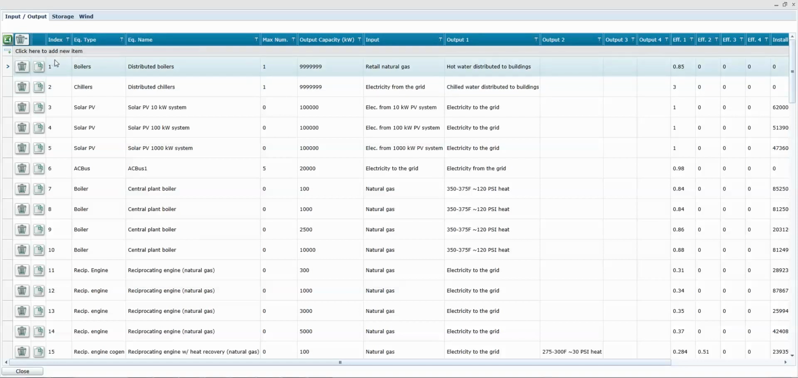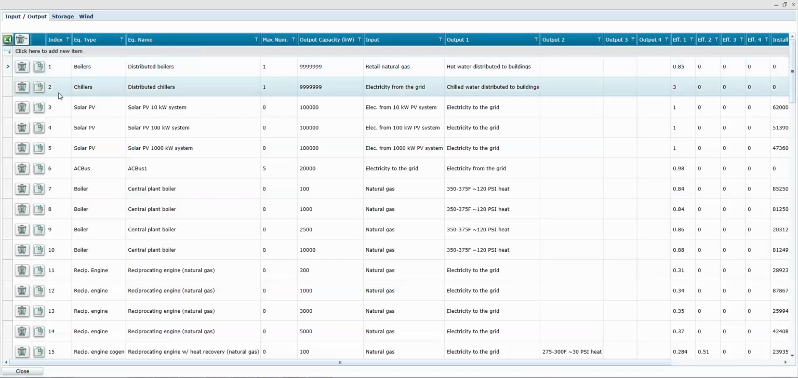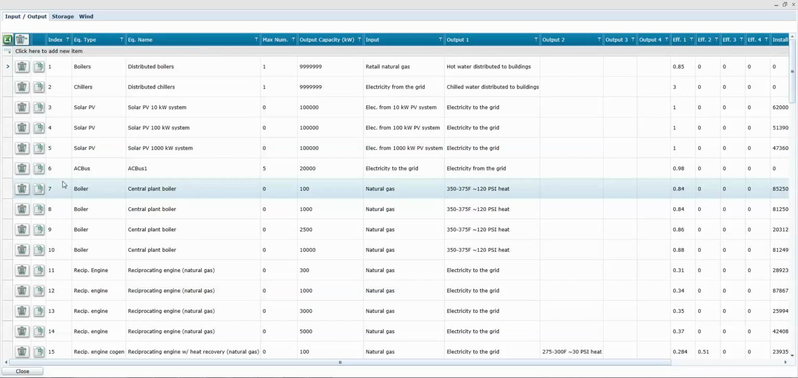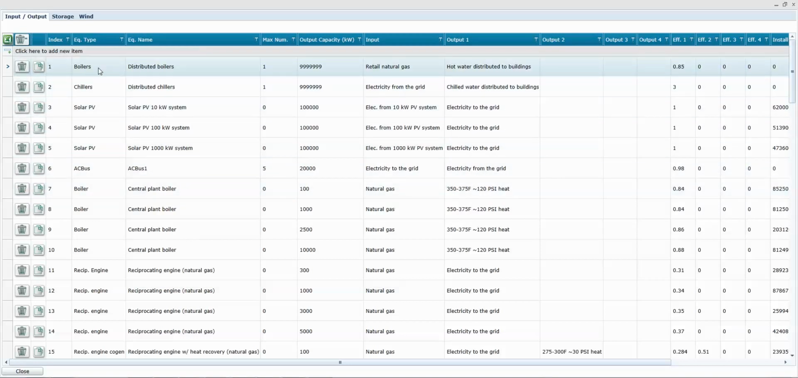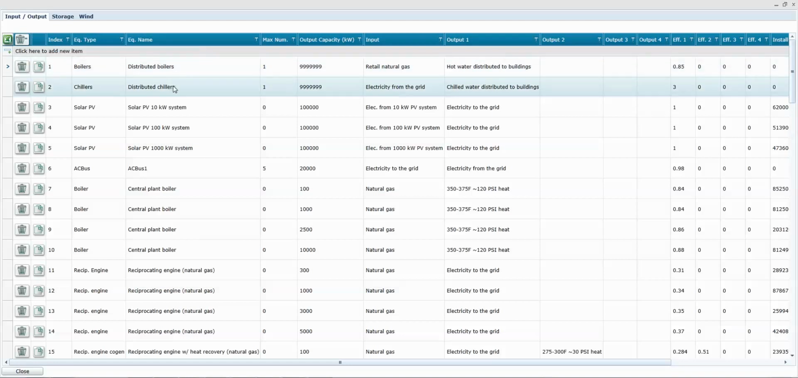So again, going over this table, if you look at the rows here, each row represents a piece of equipment. So here the top row is related to boilers, and specifically distributed boilers. So this relates to boilers at every one of the buildings in the cluster that we're talking about, or the cluster that we're currently highlighting there on the left from that previous page. Similarly, the next piece of equipment is related to the chillers, distributed chillers for each one of those buildings.